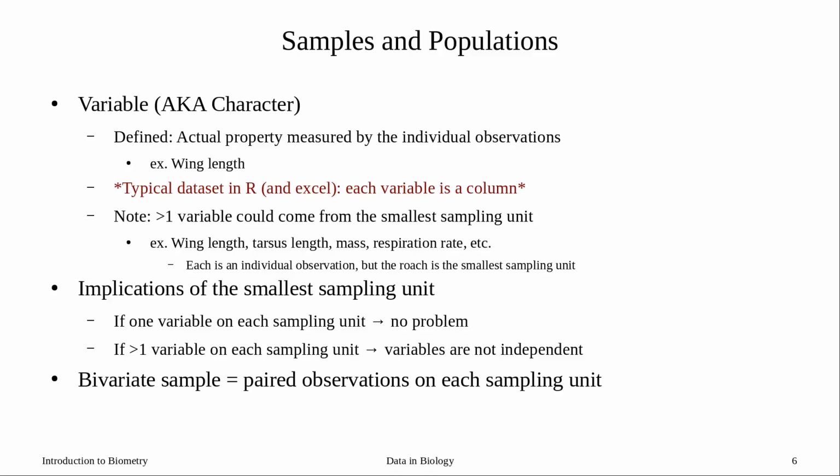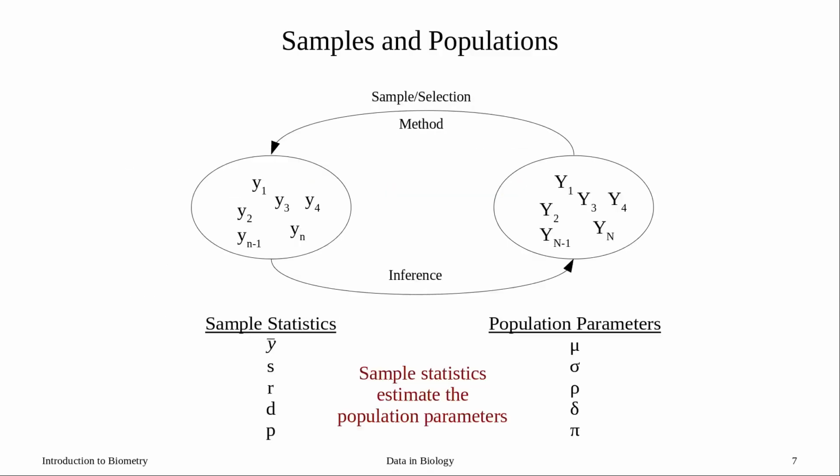variables. Another example is heart rate. So if we measured heart rate before exercise and heart rate after exercise, well, heart rate before exercise is a variable, heart rate after exercise is another variable, but we've measured them on the same individual. The individual is our smallest sampling unit, so in order to analyze the effect of exercise on heart rate, we have to account for that non-independence.